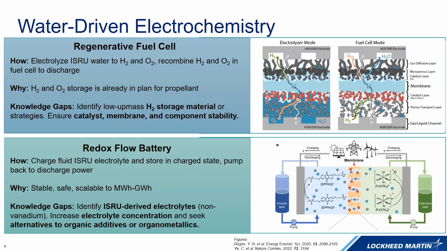At the same time, though, I think that there's still a lot of new science that needs to happen in optimizing hydrogen storage on the moon, as well as ensuring catalyst membrane and component stability. Another aqueous-based technology is the redox flow battery. Here, there's a strong reliance on organic additives and organometallics. So research really needs to show how we minimize the reliance on these chemicals, as well as minimize reliance on water by increasing the concentration of electrolytes.